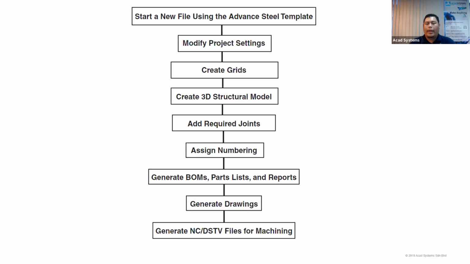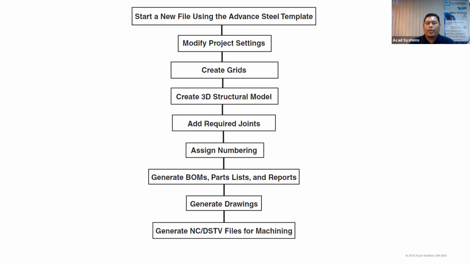And why? The reason is that Advanced Steel is not just producing the 3D modeling, but it helps you to assign the numbering. It helps you to assign the prefix for that numbering, and then you can generate the bill of materials, parts list, assembly list, reports, and so on.